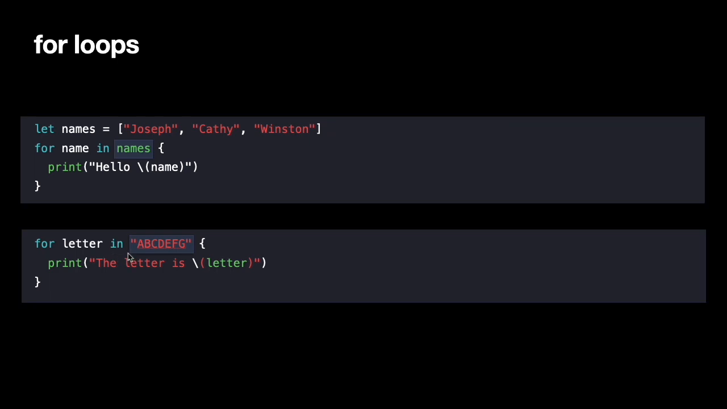We can also iterate on each character in a string. In this case, we have a string with 7 characters, and we can iterate through the string. In this case, letter will be of type Character, and then we can print out the letter is A, B, C, and so on.